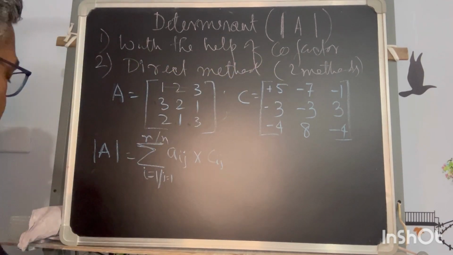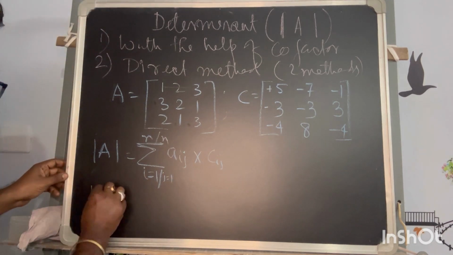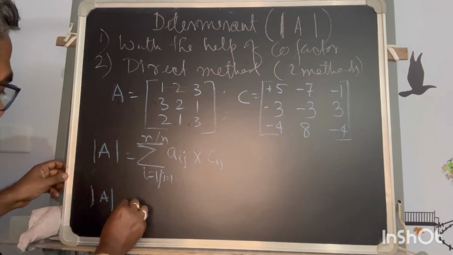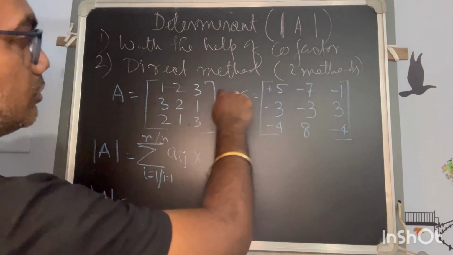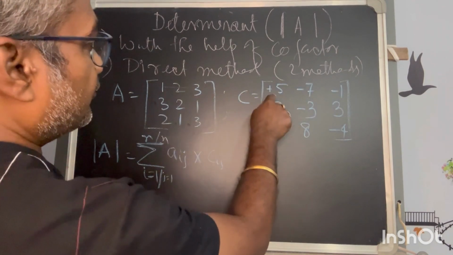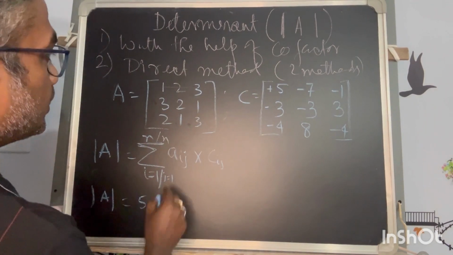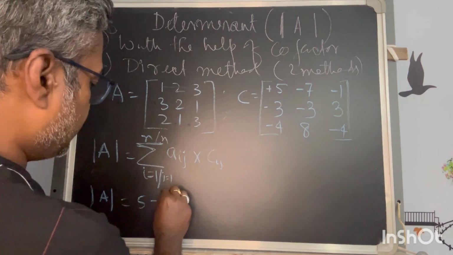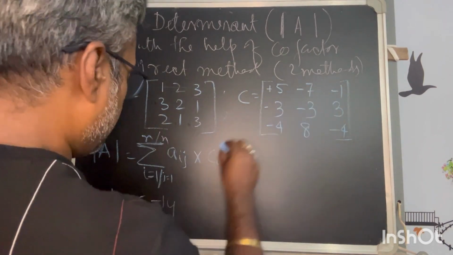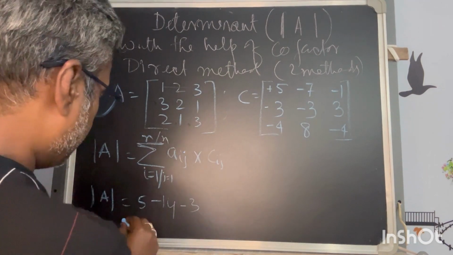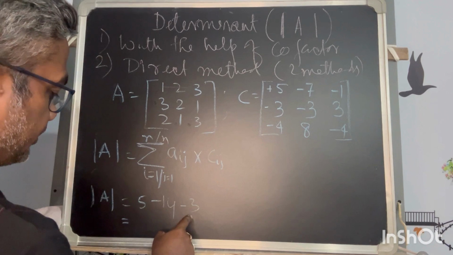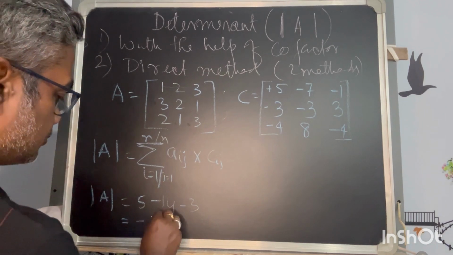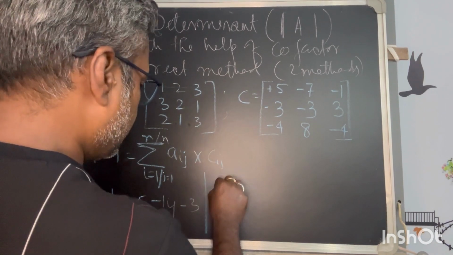So let me check what is the result. First, if I multiply the rows, first row to the first row, so this is 5, okay, this is minus 14, this is minus 3. So how much am I getting? 17 minus 5, that is equal to minus 12. Okay, let me check the other one.